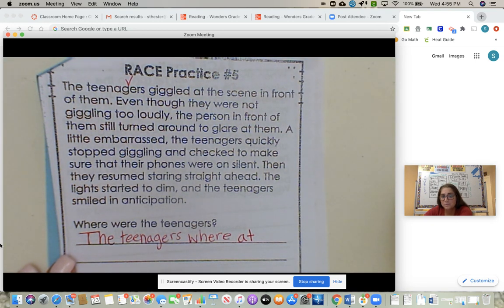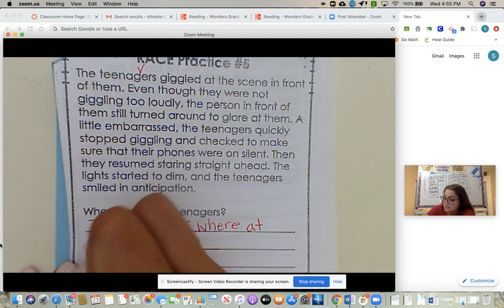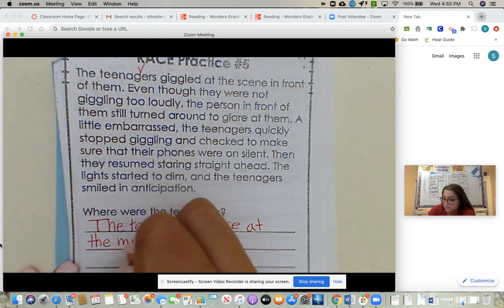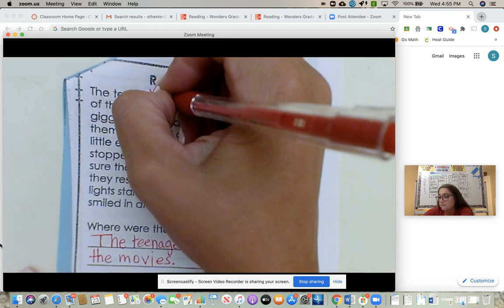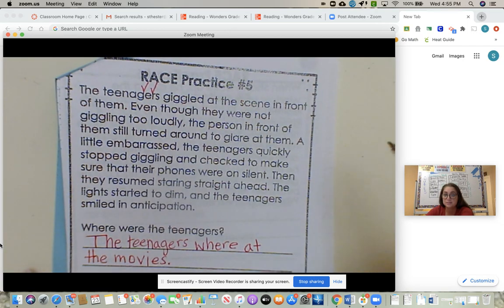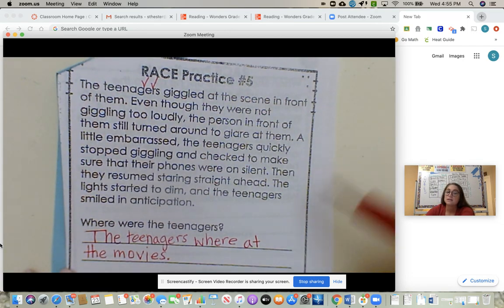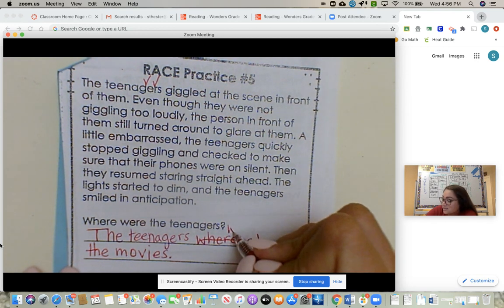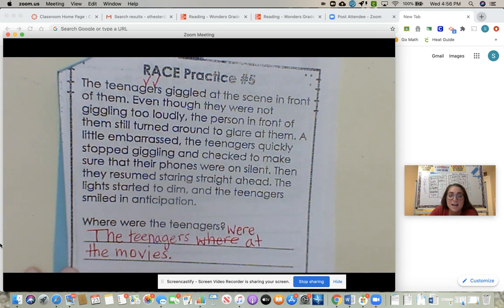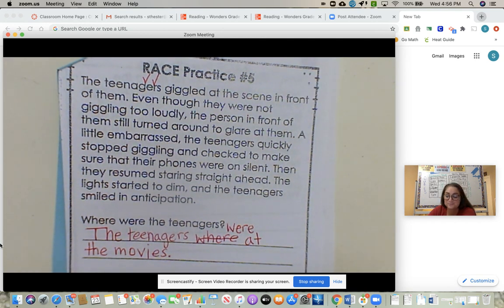Now let's answer the question. Where were they? The student or the teenagers were at the movies. Boy, do I miss going to the movies. Period. So we just finished our first 2 steps in one sentence. And I made a beautiful oops. I wrote where instead of were. So the students were. So I will just cross that out. The students were at the movies. You can put movie theater if you want.